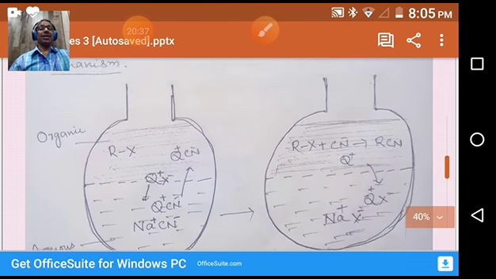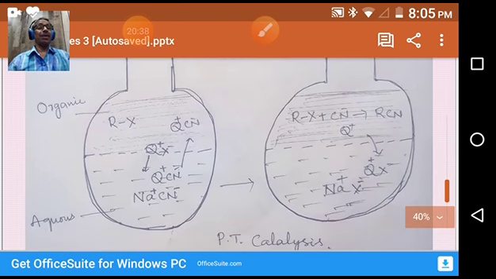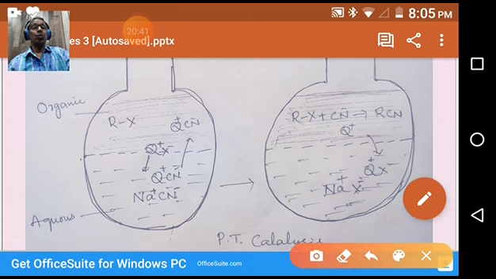C is a reaction container. You can carefully observe that there are two phases. This is the interface. The upper phase is the organic phase, and the lower phase is the aqueous phase.